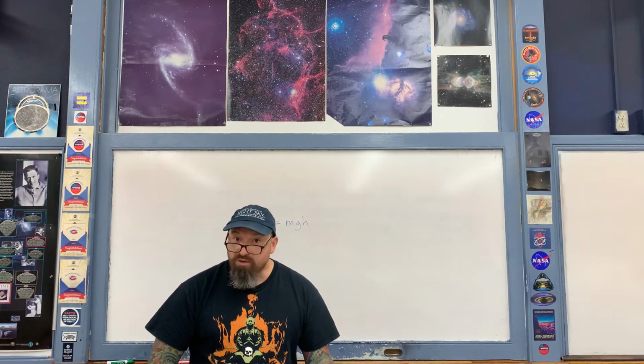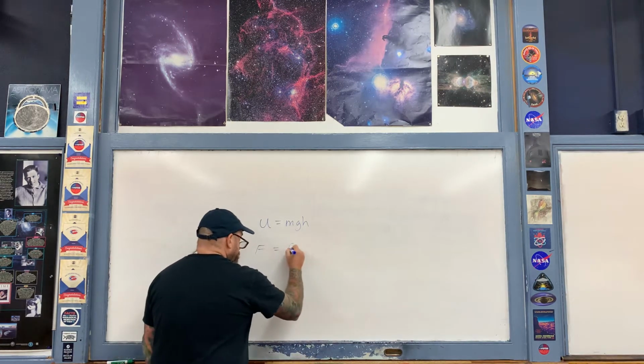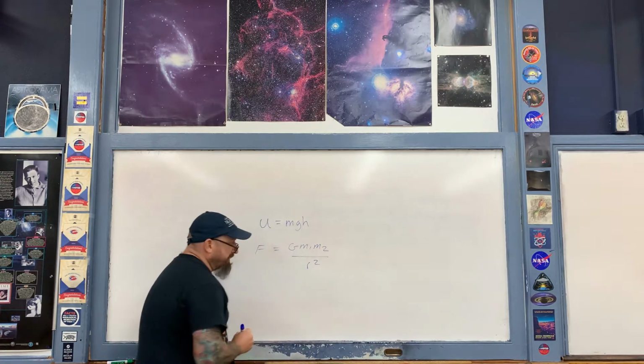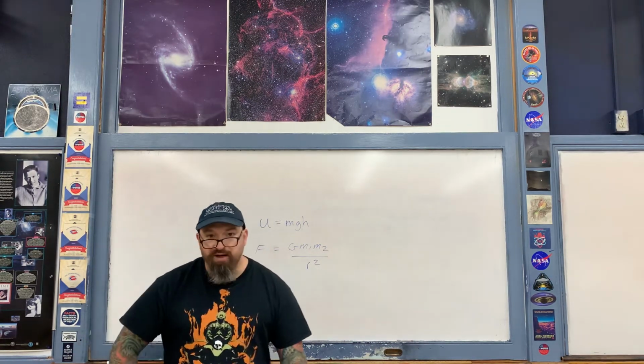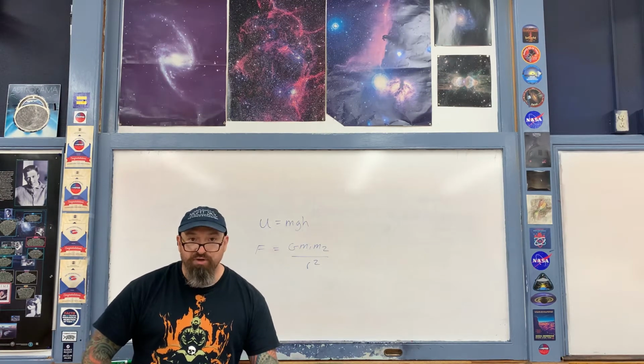The force of gravity, according to Isaac Newton, is the following expression. Capital G, the universal gravitational constant, multiplied by the product of the masses, divided by the distance squared. Remember that near the surface of the Earth, the force of gravity treated as a constant is only an approximation of what we see here.